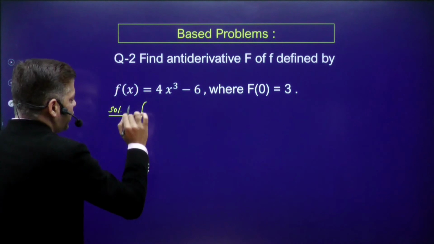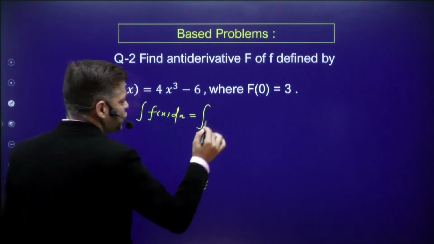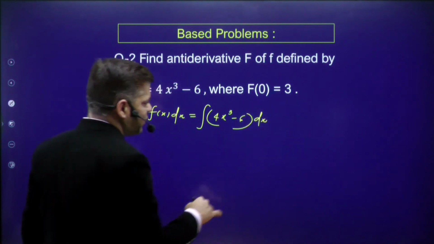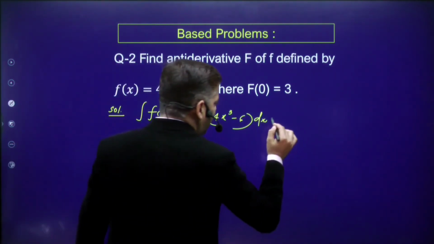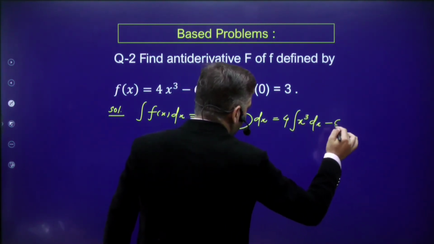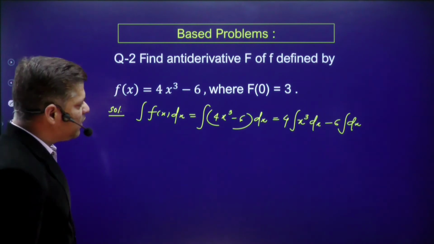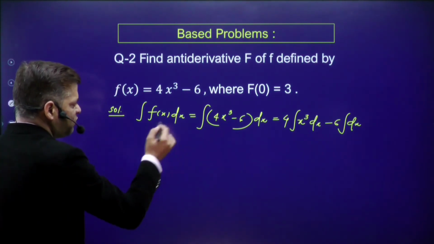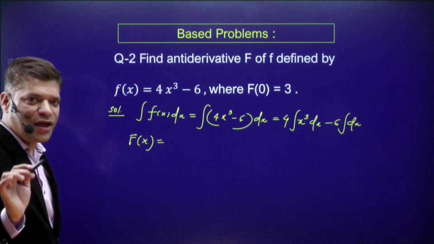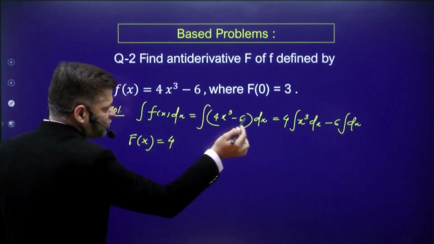Solution. Integration of f(x) dx, that is integration of 4x cube minus 6 dx. Now 4 is a constant, we will take it out of the integration, then this is integration of x cube dx minus 6 integration of dx. Is it clear? Now we can easily apply the standard formulas. This integration is nothing but the antiderivative capital F(x).